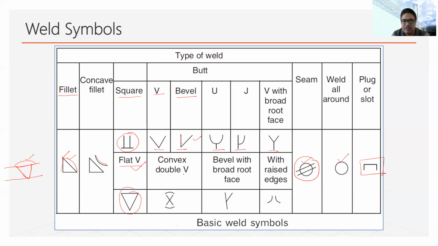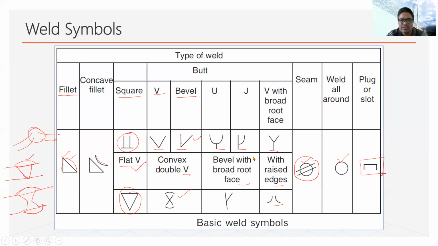So we can specify it with this symbol. Similarly, if there is a double V, and on both faces there is convexity, like this, if this is a double V groove joint, you can see on both sides there is this convexity. So we can represent it with this symbol. Similarly, bevel with broad root face with raised edges: if the edges are raised, in that case this symbol is used. So these are the symbols that are being used in the drawing.